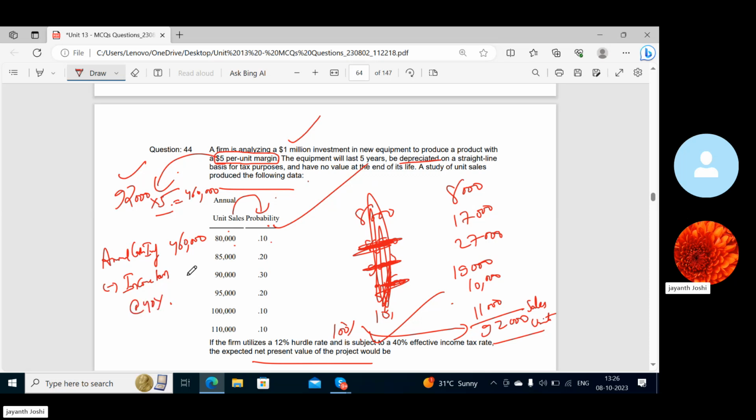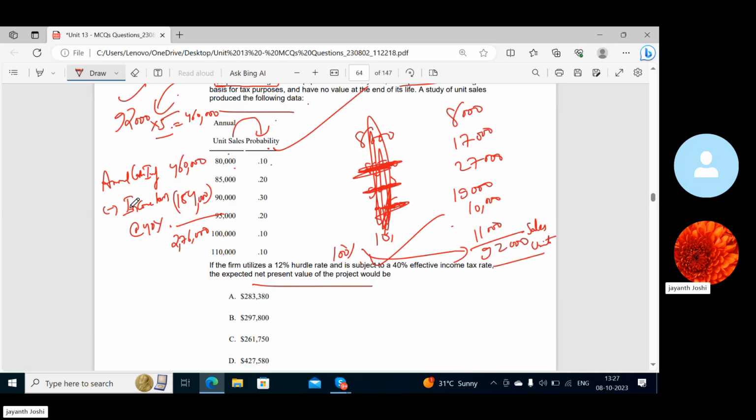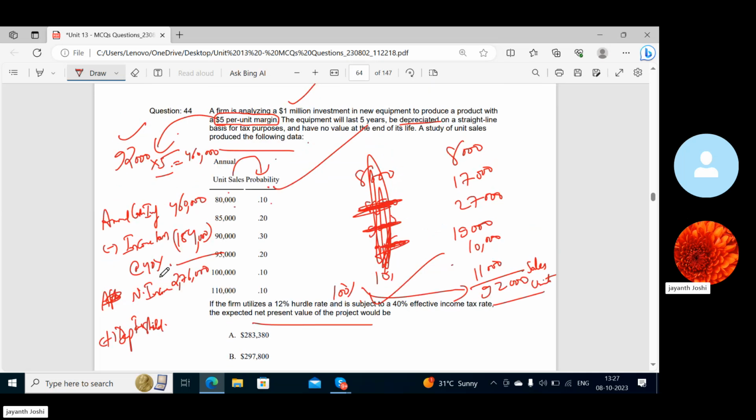at the rate of 40%. So how much? 2,76,000. This 2,76,000 is our after-tax net income, right? Yes, sir. Now we are going to add the depreciation tax shield to make it cash inflows. So add depreciation tax shield. So if you add depreciation to net income, it becomes cash flow, right?